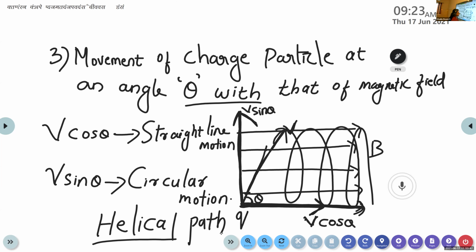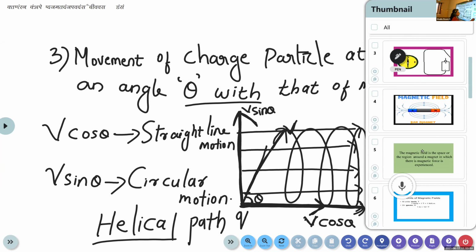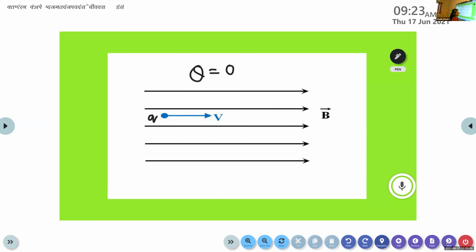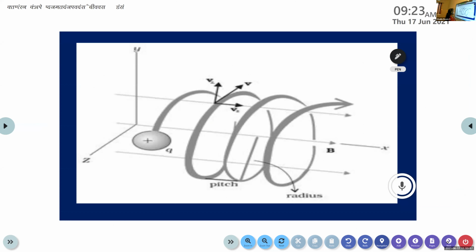I will show the exact image. Here you can see the helical motion of the charged particle. It follows a helical path or helix. Now we want to calculate the radius of the path, time period, and similarly the frequency of the motion of the charged particle, just similar to the previous case.